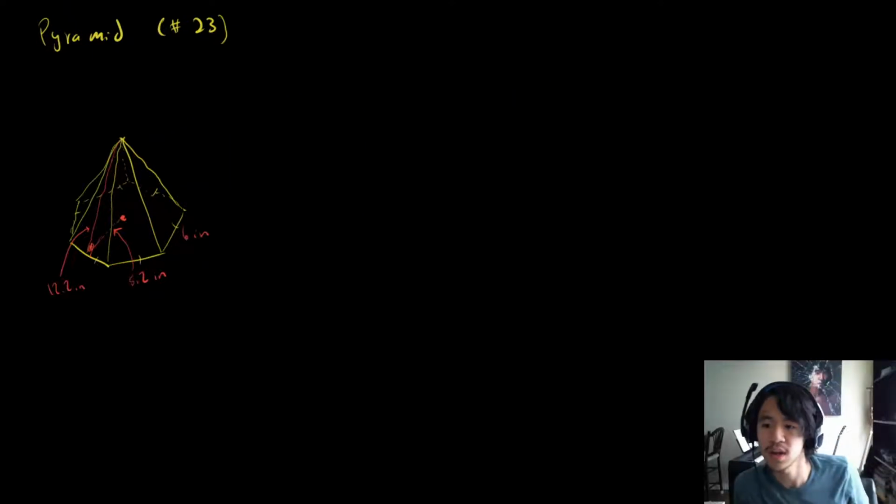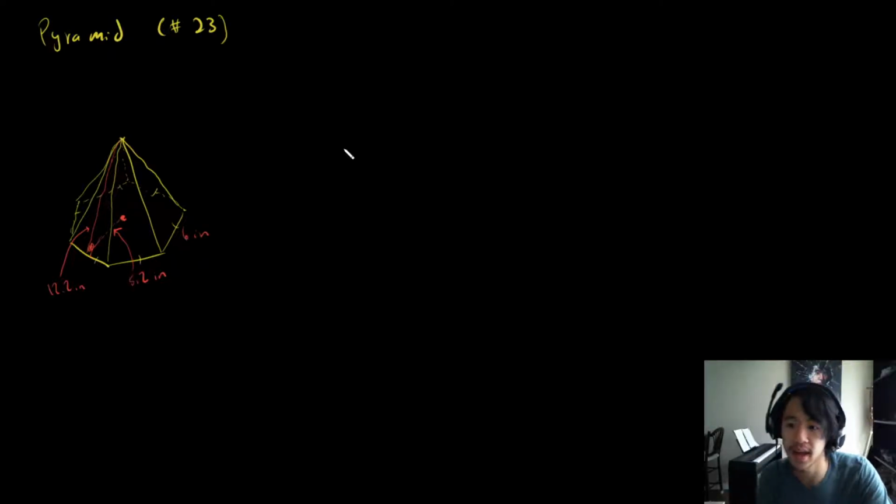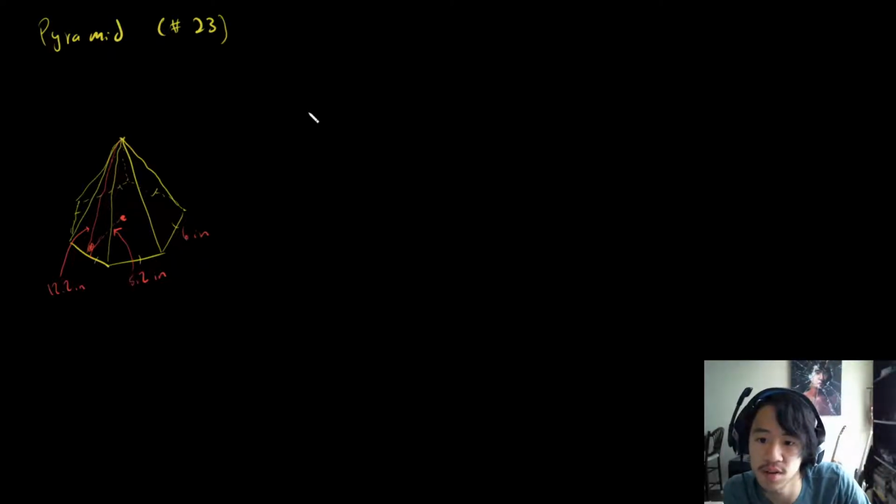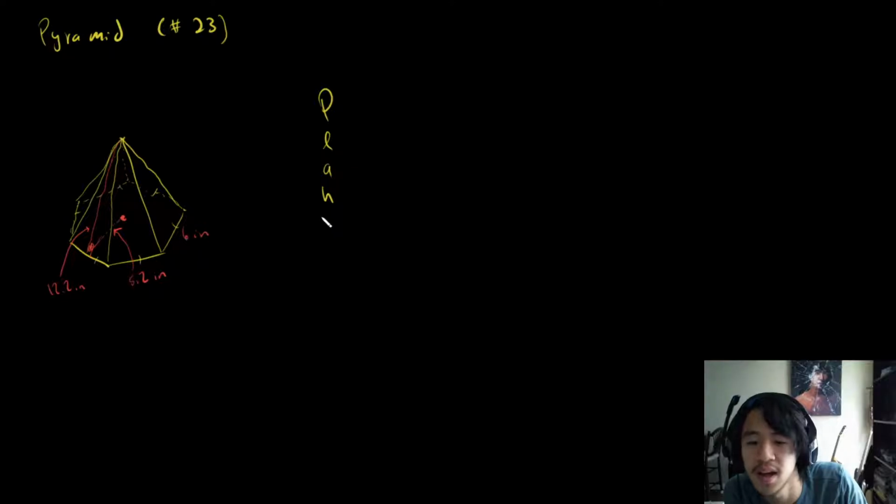All right. We have another pyramid here, and this time it is a hexagon. So we're going to have to find all this stuff again. We have the perimeter. We're going to have to find the slant height, the apothem, and then the height, and then the area of the base, and then the volume. So let's go ahead and find all this stuff.